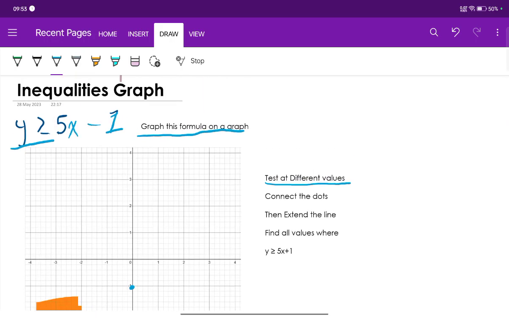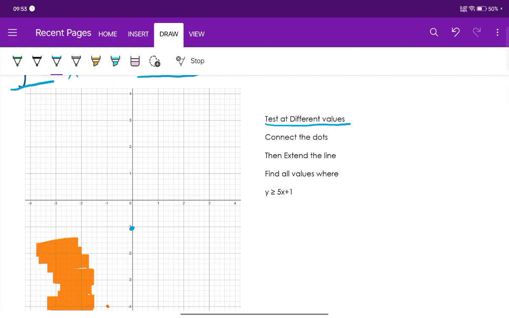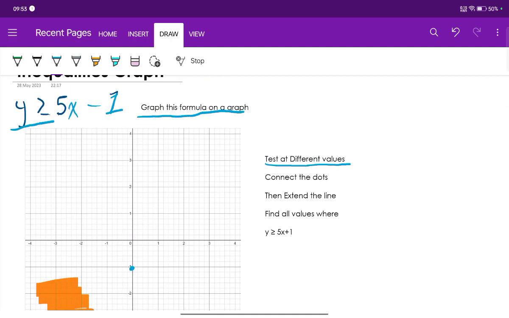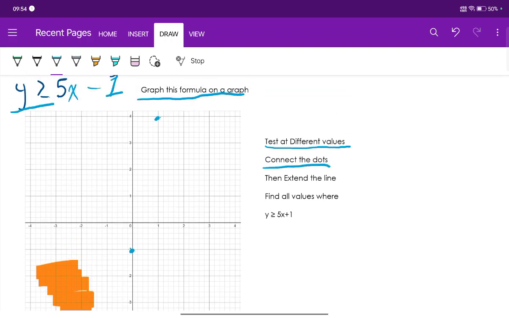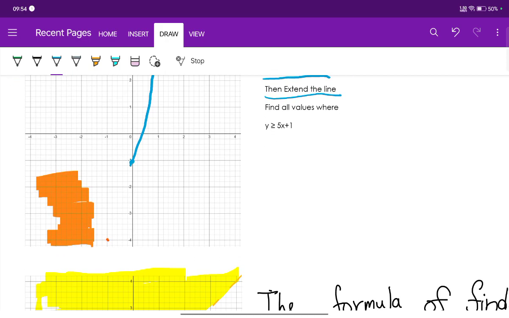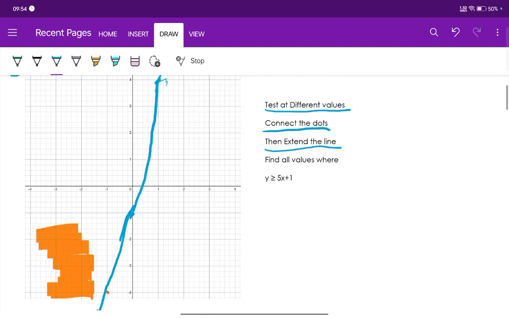Our second value should go where we have tested at 1. Let's test at 1. So 5 minus 1, 4. So the second value will be right over here. Now we have to connect the dots. And then extend the line. Let's extend the line. There we go. We have a line.